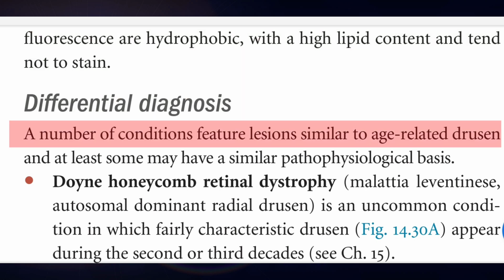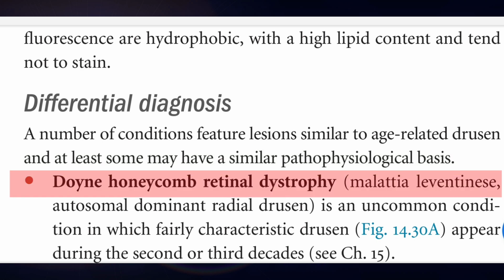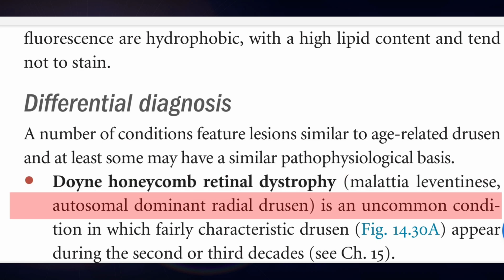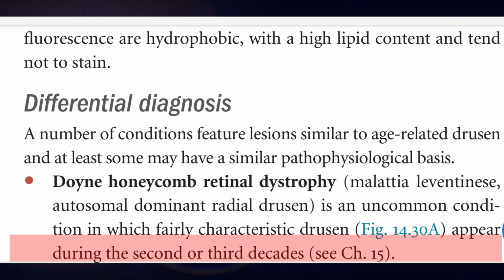Differential diagnosis: a number of conditions feature lesions similar to age-related drusen and at least some may have a similar pathophysiological basis. Doyne honeycomb retinal dystrophy, Malattia leventinese, autosomal dominant radial drusen, is an uncommon condition in which fairly characteristic drusen, figure 14.30a, appear during the 2nd or 3rd decades.